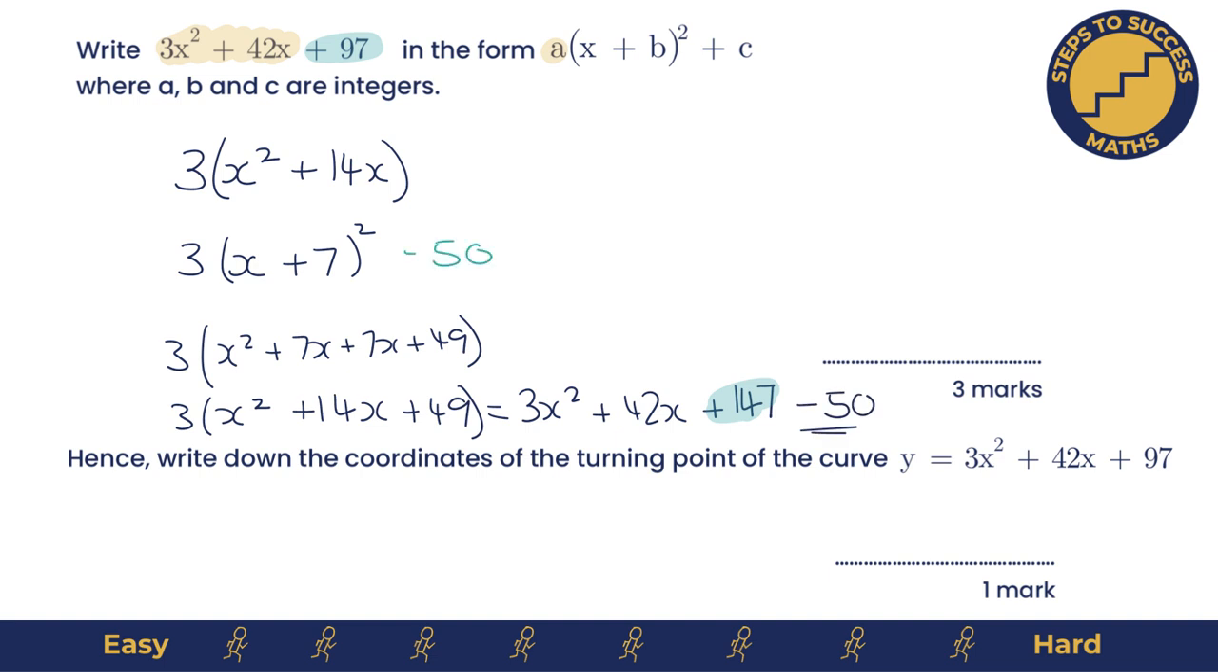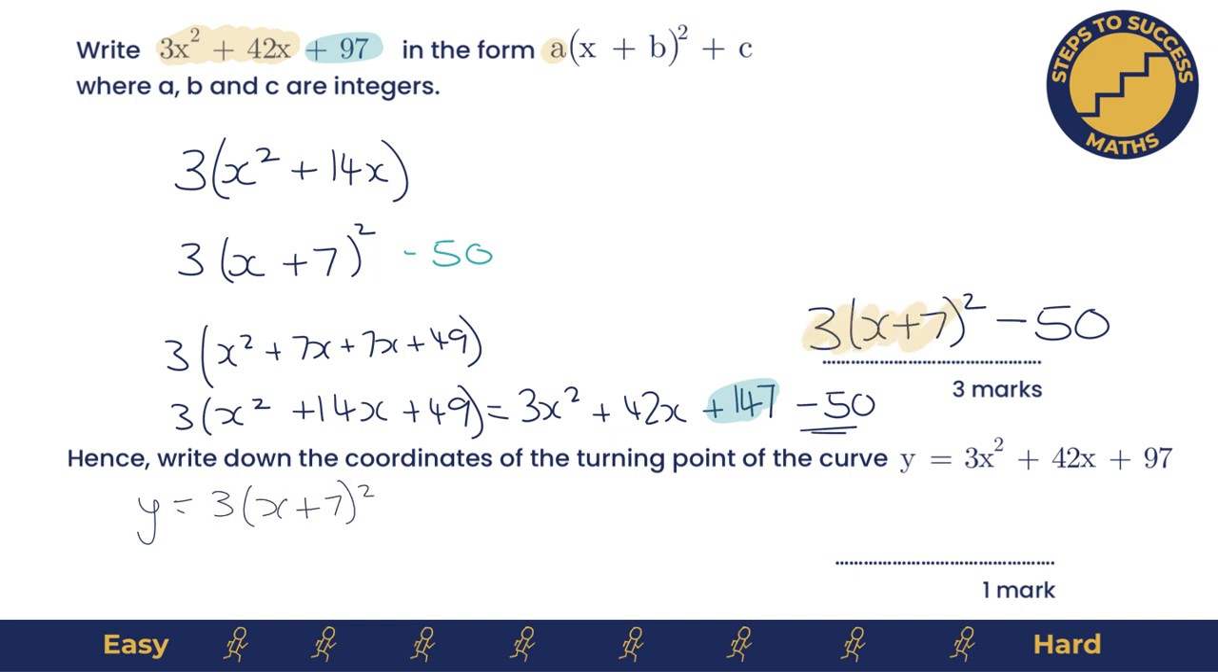So what my completed square form looks like: 3 bracket x plus 7 squared subtract 50. Now I want to write down my minimum point. So the coordinates of the turning point or the minimum point.